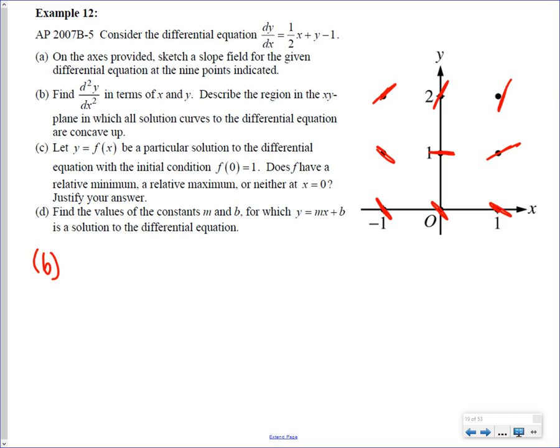How do I find the second derivative? Implicit, just go for it. If I take the derivative of the left-hand side, isn't that d squared y over dx squared? Okay, how do I take the derivative of the right-hand side? Go for it. What's the derivative of 1 half x? 1 half. What's the derivative of 1y? 1 dy dx, or 1y prime. What's the derivative of 1? 0. I'm not done.